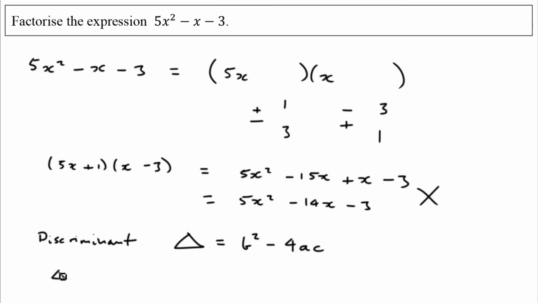So in our case, we have a discriminant of b squared, b is negative 1, subtract 4 times a, which is 5, times c, which is negative 3. This comes to 61. Now the way to tell if a quadratic expression is going to factorize or not is to look at its discriminant and see if it is a square number. 61 is not square, and if you have a discriminant which is not a square number, your quadratic expression will not factorize. So in this case, it is not going to be possible to write this quadratic expression in any form simpler than it is already written.